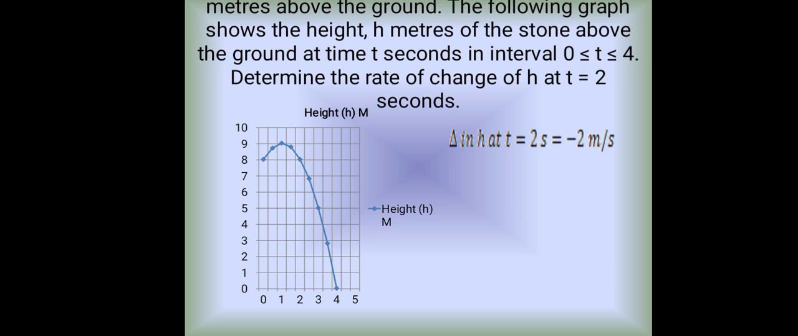A stone was thrown upwards from a point 8 meters above the ground. The following graph shows the height h meters of the stone above the ground at time t seconds in the interval 0 to 4. Determine the rate of change of h at t equals 2 seconds.